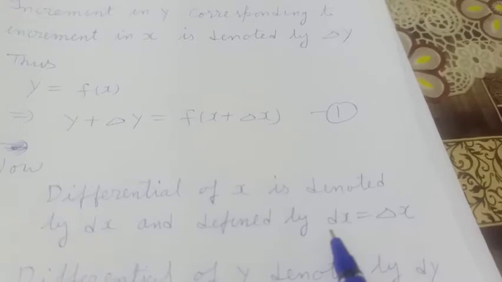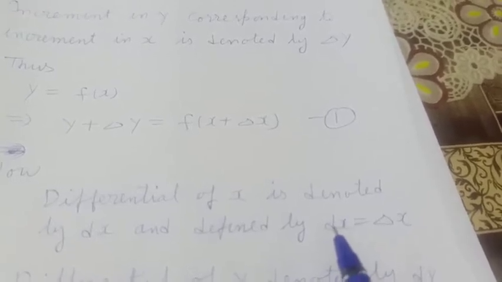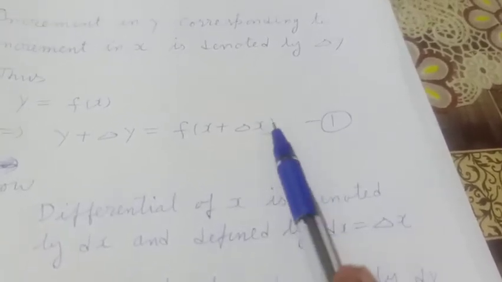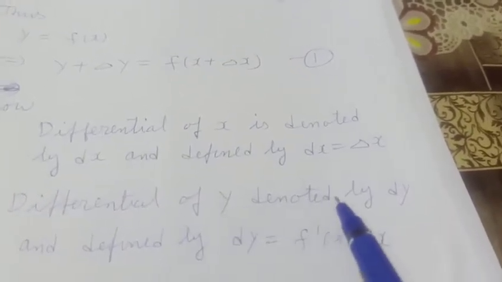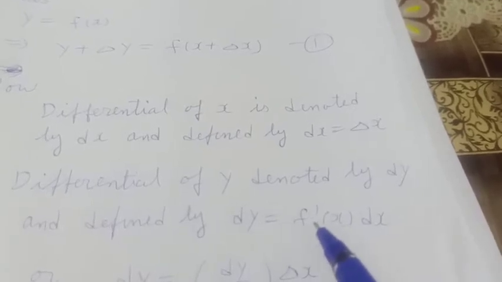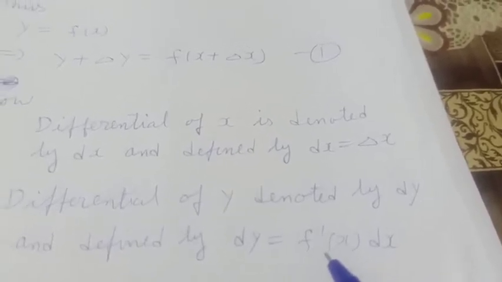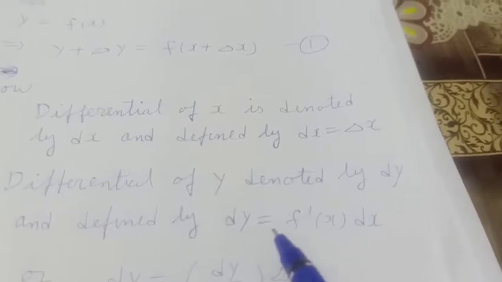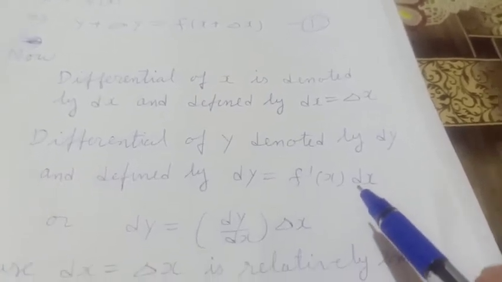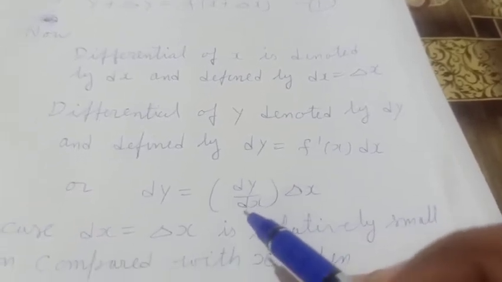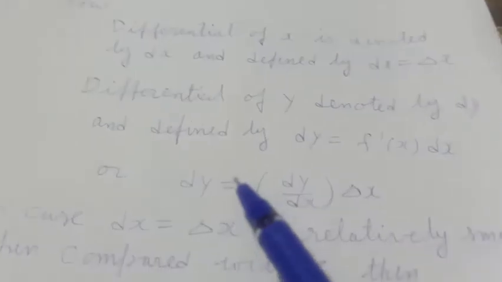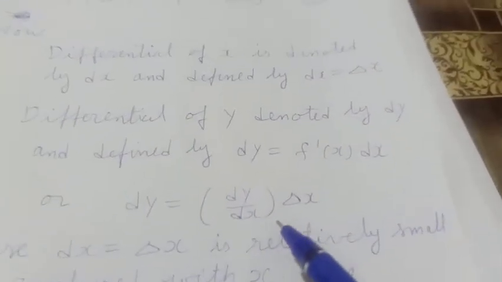Now we define two things. First is the differential of x. We denote it by dx, and this symbol dx equals delta x. And the other thing is the differential of y. This will be defined as dy equal to f dash x dx. f dash means the first order derivative of f(x). So dy equals f dash x dx. So f dash x equals dy by dx, and so we get the value dy equal to dy by dx into delta x.